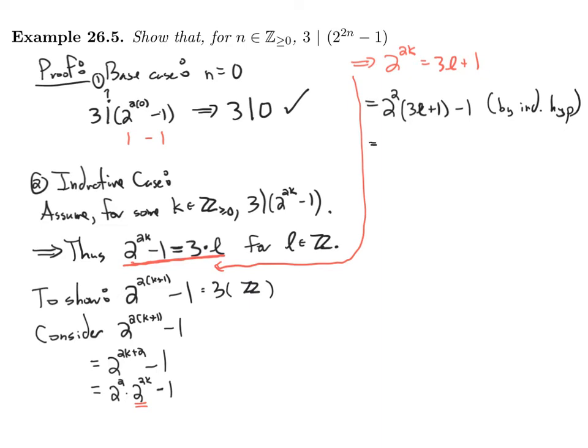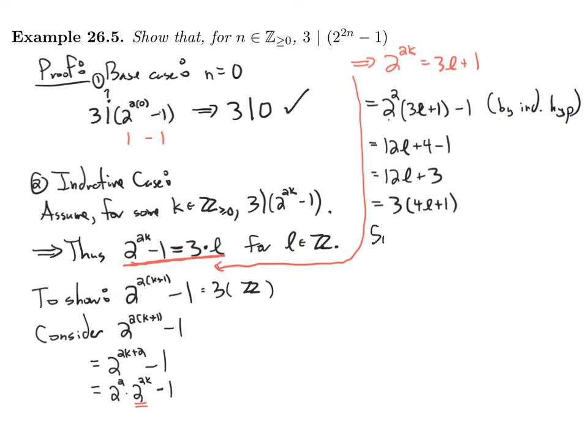And now let's simplify. So this is the same thing as, well, 4 times 3l is 12l. 4 times 1 is 4, minus 1. So this is 12l plus 3. And remember, we want to get this of the form 3 times some integer. So we'll factor out our 3 and we're left with 4L plus 1. So it looks like we did it. We started with 2 to the 2 times k plus 1 as our exponent, minus 1. And we showed, using our inductive hypothesis, that we could write it as 3 times some integer.